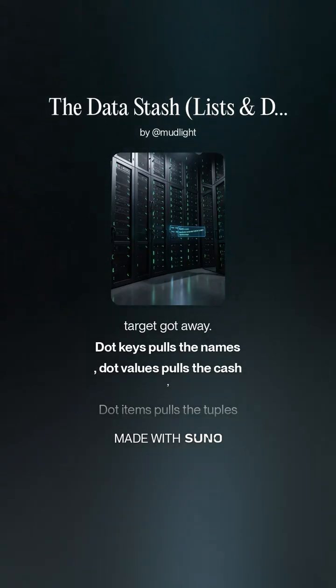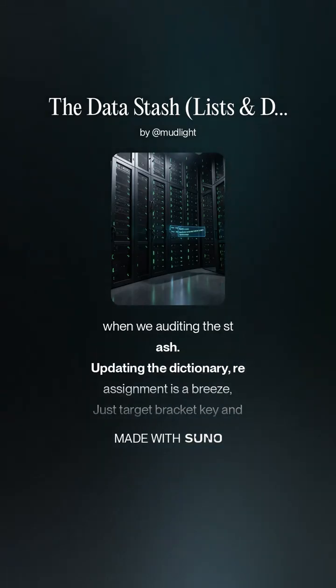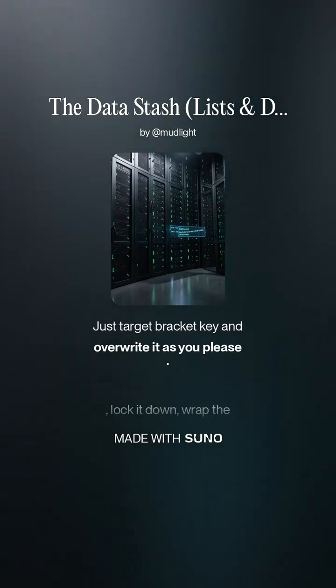Dot keys pulls the names, dot values pulls the cash. Dot items pulls the tuples when we audit the stash. Updating the dictionary, reassignment is a breeze. Just target bracket key and overwrite it as you please.